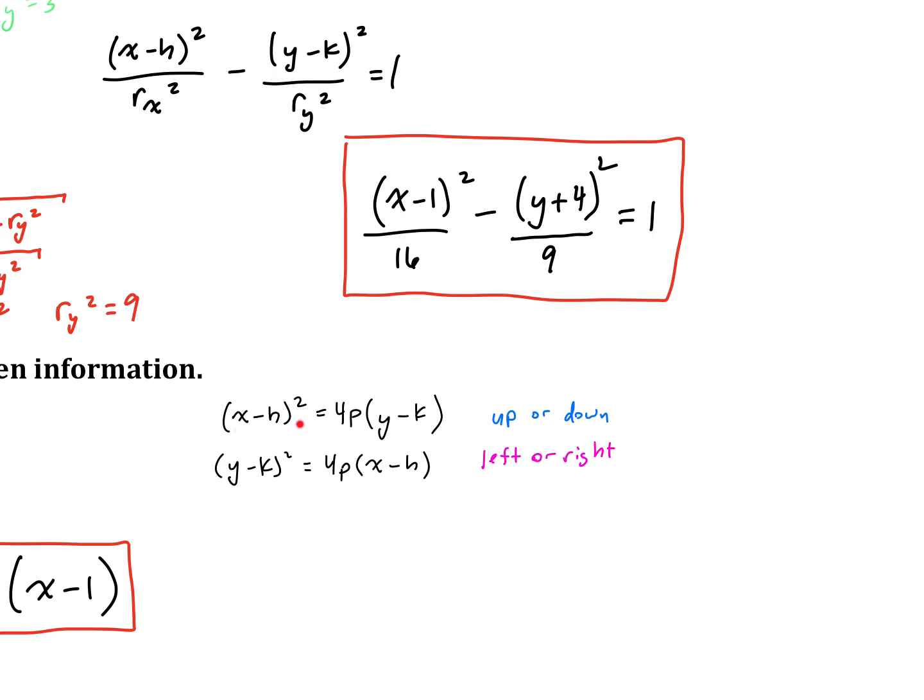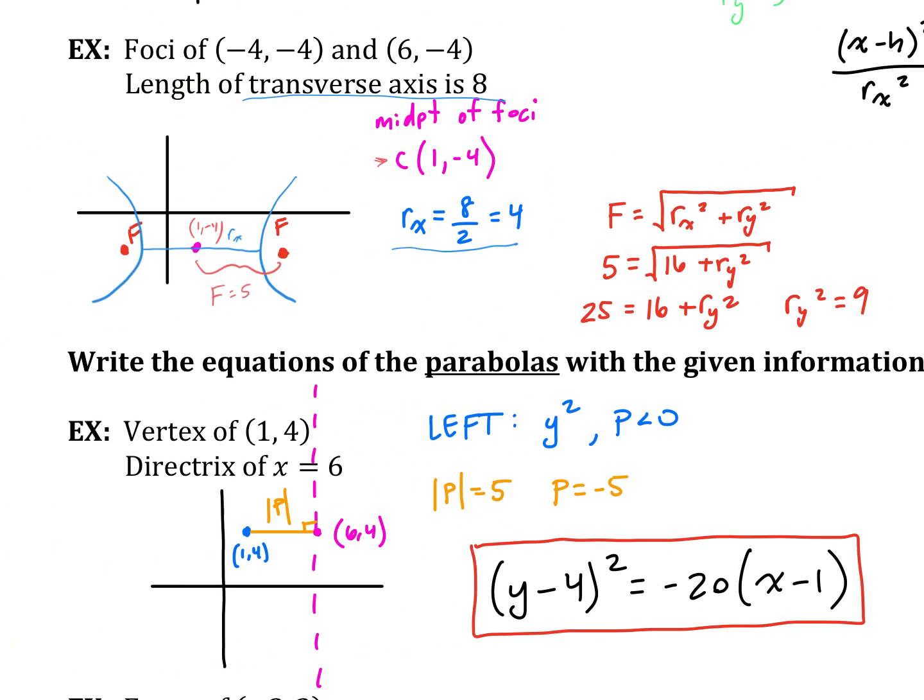If x is being squared, we're going to open up or down, right? And we're going to open up if p is positive and down if p is negative, okay? Now, if y is being squared, that means we open left or right. We open left if p is negative, and we open right if p is positive. Okay, so keep that in mind. We need to know which direction it opens, and that's going to tell us which equation we're going to plug into.